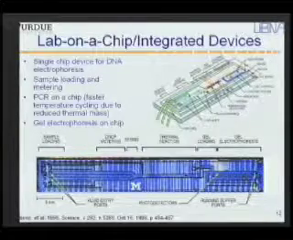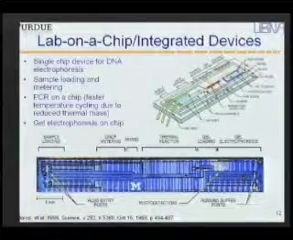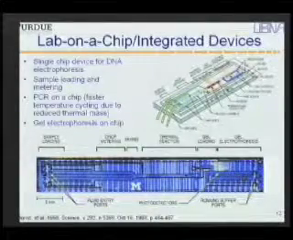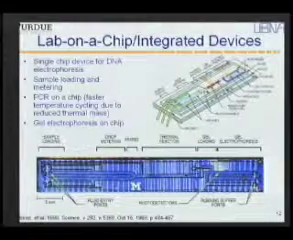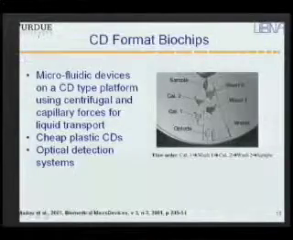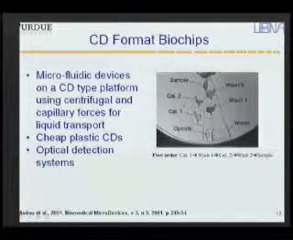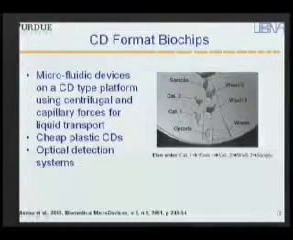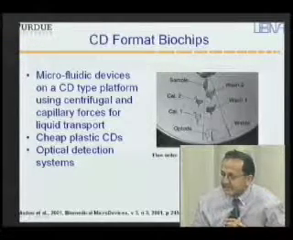Another example of these microfluidic devices that I wanted to bring up is the CD formatted biochips. And this is actually another way to drive fluid through the chip. I wanted to just mention it because it's a very interesting concept. And here the idea is, can we use centrifugal and capillary forces to transport liquid?